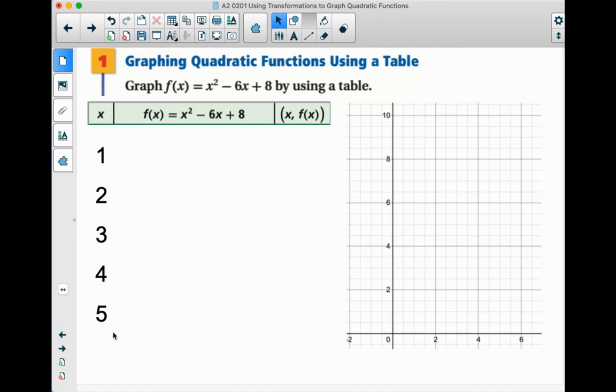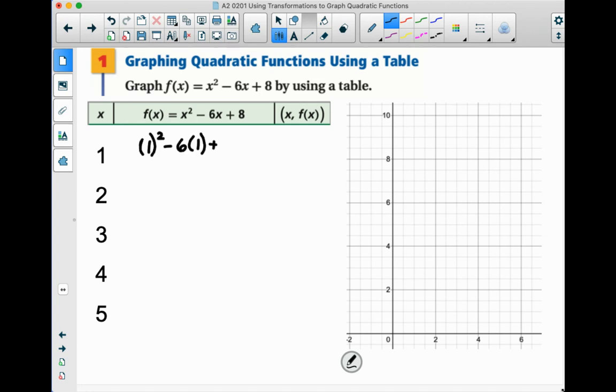So I picked 1, 2, 3, 4, 5 here. You could pick any numbers you want, but this will show us the curve of the graph. We're going to put these in for x. So let's see. x squared minus 6x plus 8. 1 squared is 1. 6 times 1 is 6. If we go left to right, 1 minus 6 is negative 5, plus 8 is 3. So our x was 1, and our y was 3.